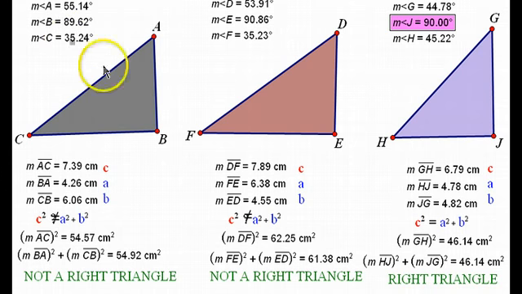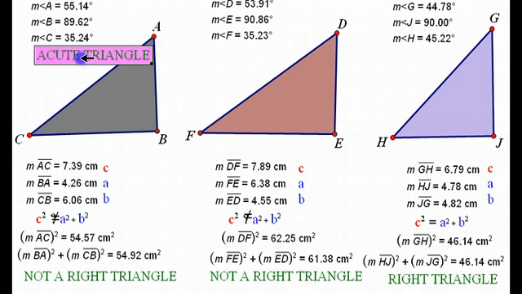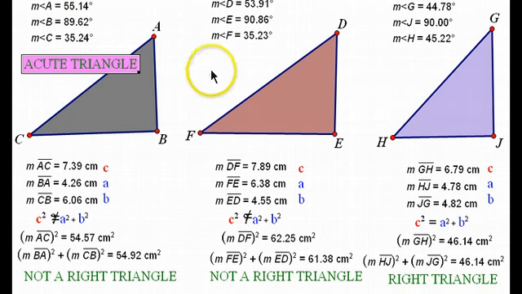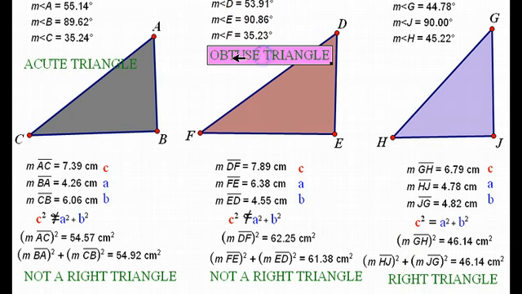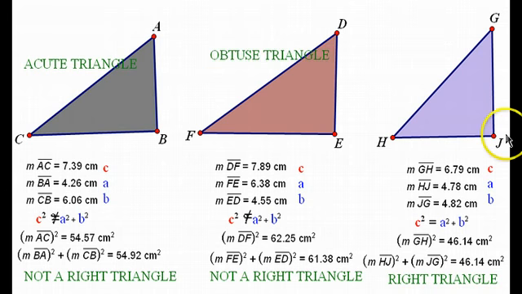Because all the angles here are less than 90 degrees, we can say that this is an acute triangle. And because one of the angles is more than 90 degrees, we can say that this is an obtuse triangle. But again, we had to use the angle measurements to determine if it really is the case. Let's see if there's a way we can use the side lengths to be able to determine that same information.